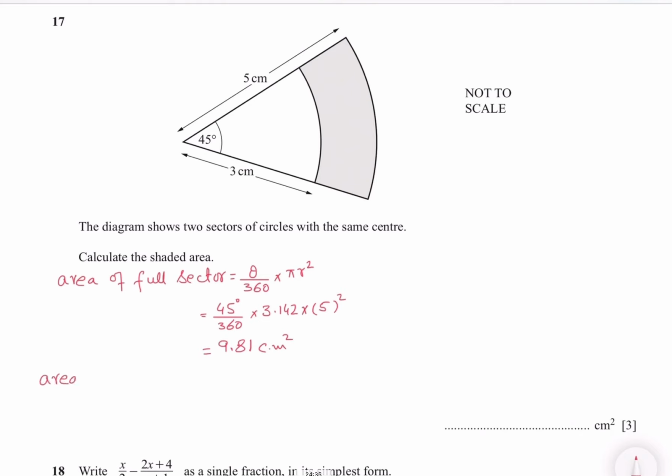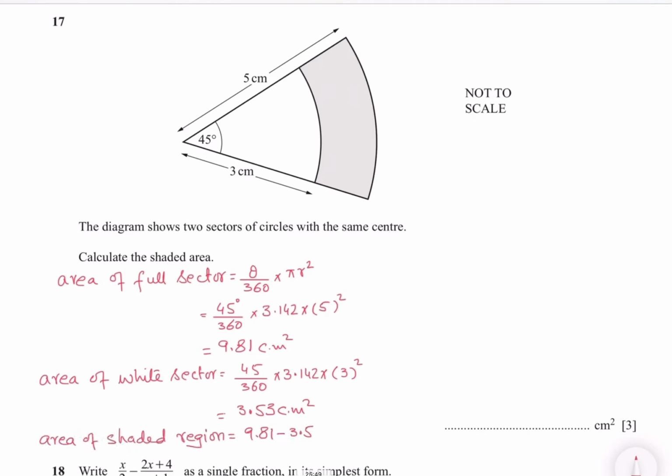Now find out the area of the white sector. So 45 over 360 into 3.142 into 3 square. So your answer for this is 3.53. Now we have to find the area of shaded region. So subtract 3.53 from 9.81. So you will get the answer 6.28 up to 3 SF.